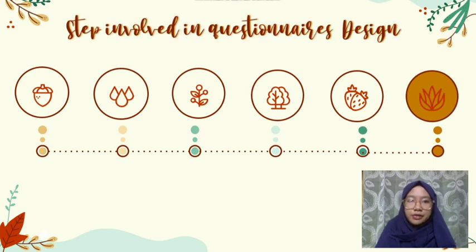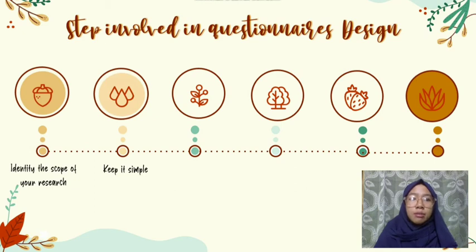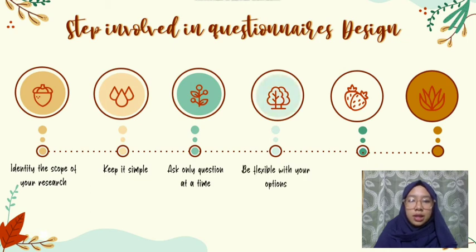Next are the steps involved in questionnaire design. First, identify the scope of your research. Think about what your questionnaire is going to include before you start designing the look of it. The clarity of the topic is the most important as this is the primary step in creating questionnaires. Next, keep it simple. The words you use while writing questionnaires must be easy to understand. Next, ask only one question at a time. And next, be flexible with your options. While designing, the survey creator needs to be flexible in terms of option choice for the respondents.